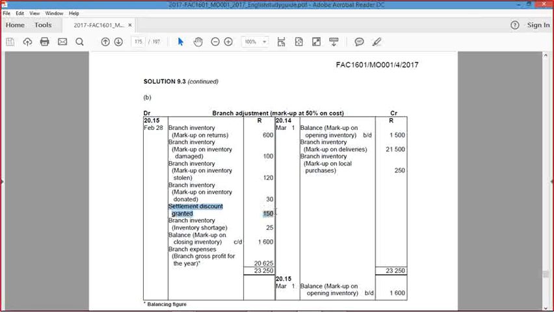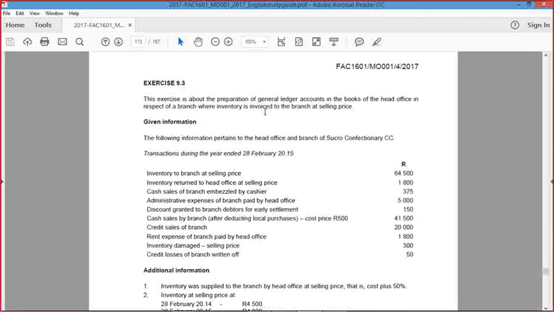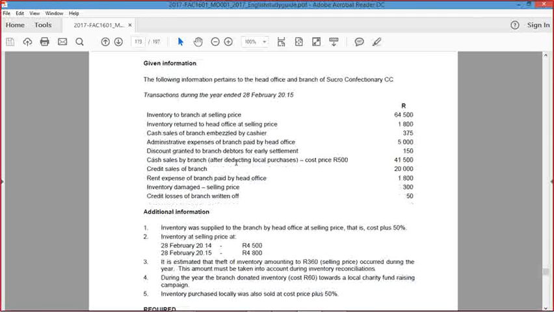Do you have that in your answer? No, I don't. I've got 120, 30, 25,600. Okay, you don't have that in your answer. No. Okay, that's odd. So they've removed it. They've taken it out of that book. That's strange. But this is the downloadable copy from MyUnisa for 2017.